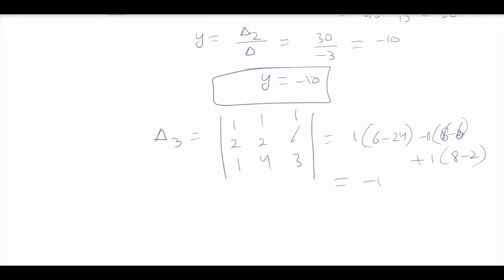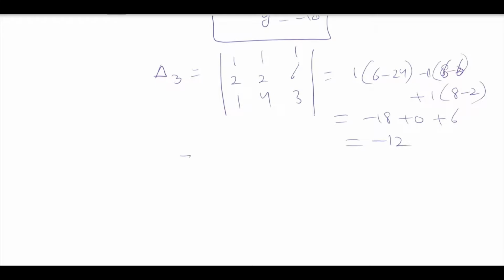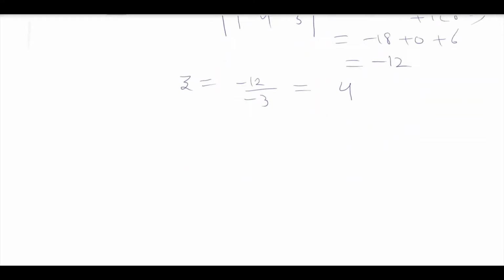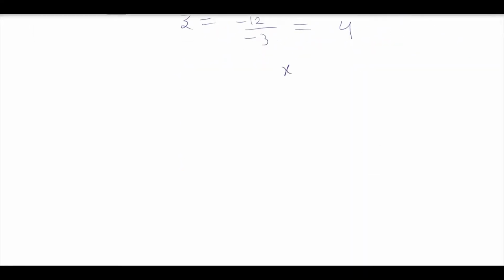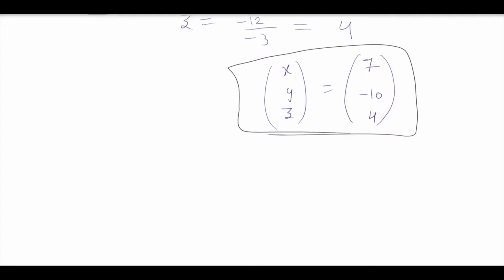That equals minus 18 plus 0 plus 6. That equals minus 12. So the value of z will be minus 12 by minus 3. That equals 4. The values of x, y, z equal 7, minus 10 and 4. So this is the required solution.